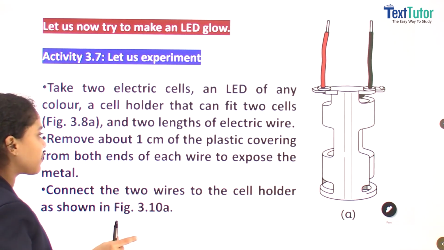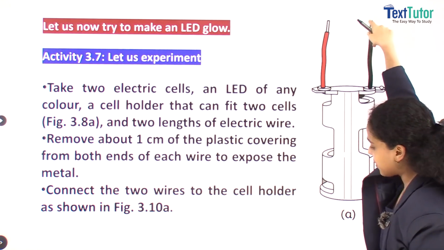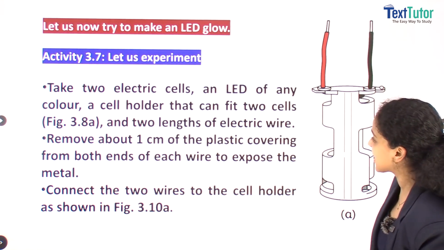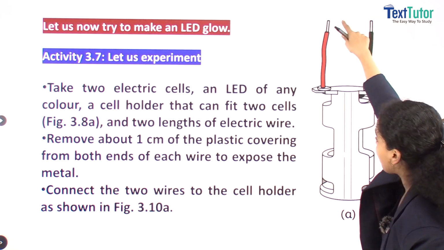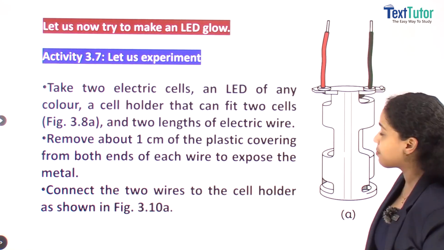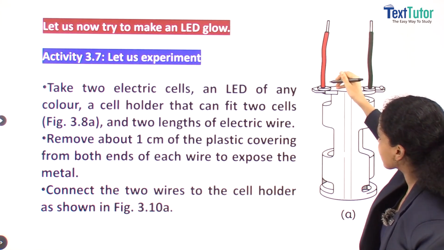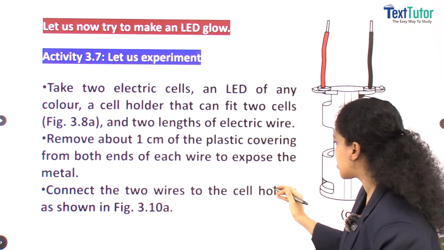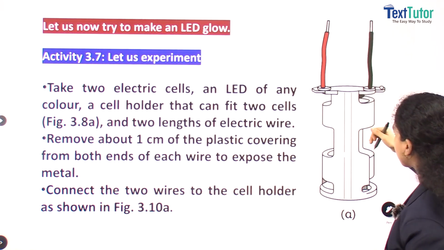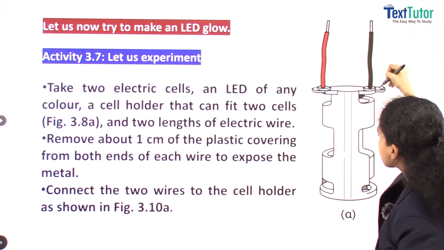Remove about 1 centimeter of plastic covering from both ends of each wire to expose the metal. അതായത് 1 centimeter plastic covering നമ്മൾ remove ചെയ്യണം, that is to expose the metal part of the wire. And these wires should be connected to the two ends of the cell holder. Connect the two wires to the cell holder as shown in the picture, with the screws of the cell holders.